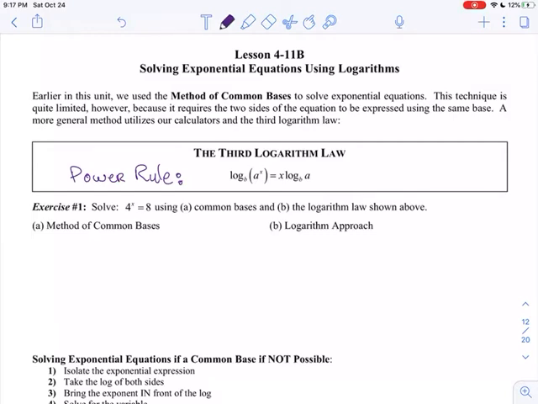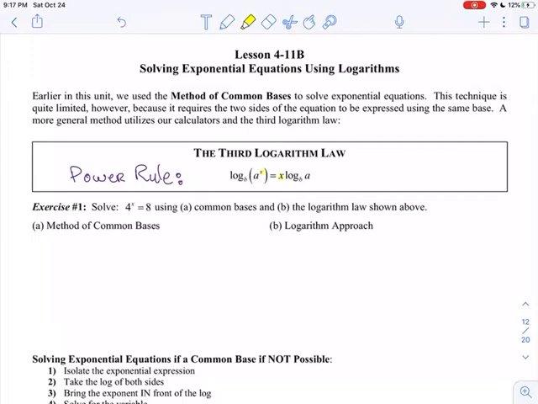Hi, Algebra 2. This is Unit 4, Lesson 11b, and we're going to continue to solve exponential equations today. We're going to use logarithms. We learned earlier how to solve exponential equations using the method of common bases. That, however, is extremely limited because sometimes it's just not possible to get the same base.